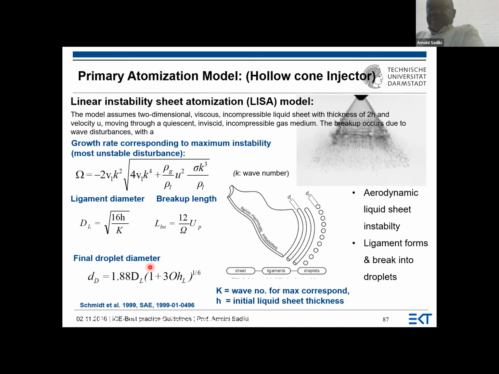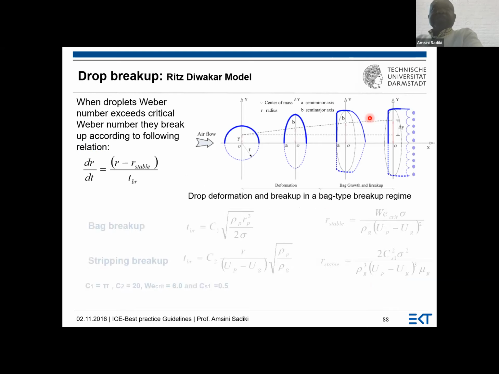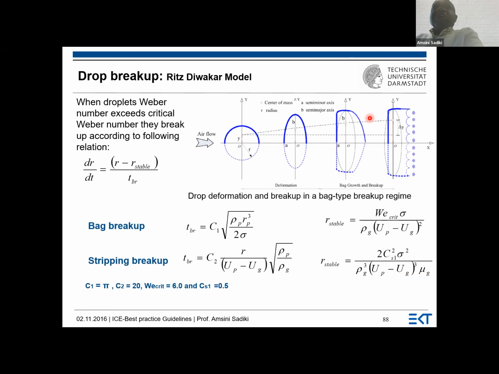So this H is the initial liquid sheet thickness as we had introduced it here. We have the drop breakup, that is, the secondary breakup. When the droplet Weber number exceeds the critical Weber number, they break up according to this expression here, the variation of the radius in time.